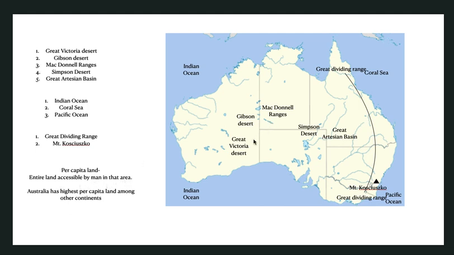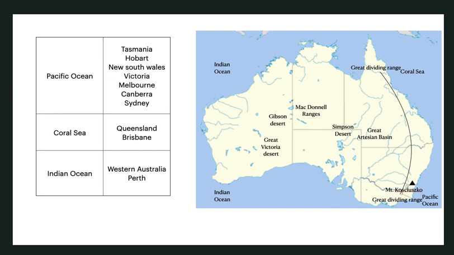So the land which is accessible, for example, in some continents, the majority of the land is desert, and it might be both hot and cold deserts also. But in the case of Australia, the per capita land is more. So the answer is Australia has the highest per capita land among all the other continents. So here goes your answer for your homework. Now let's go to the next question I had given you.